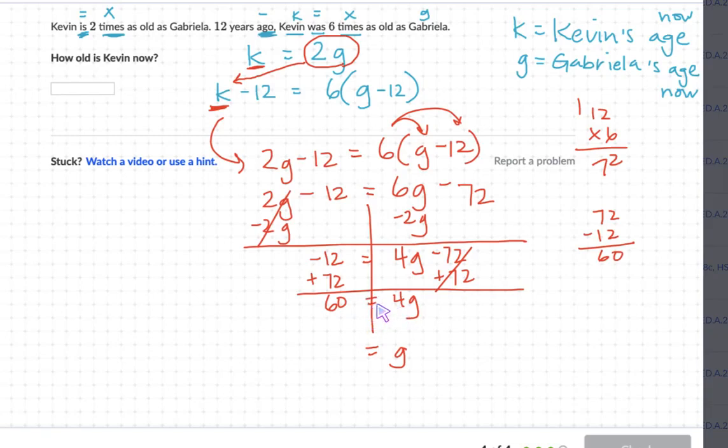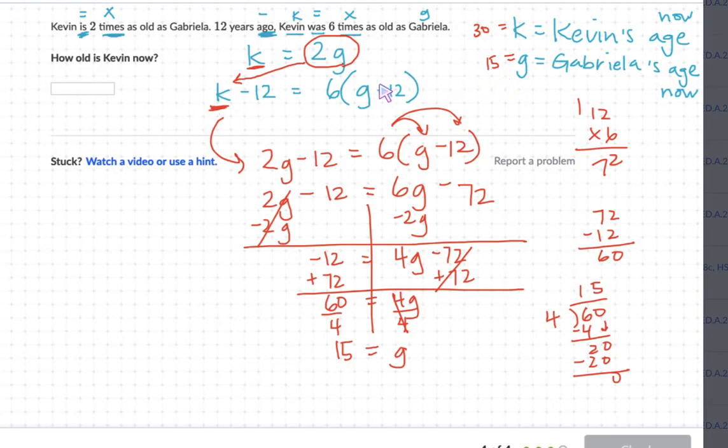And then this is 60 equals 4g, 4 times g, so the opposite is dividing by 4. 60 divided by 4 will be, bring down the 0, 5. So it's 15. So g equals 15. That's Gabriella's age. Gabriella is 15, okay? But since we have Gabriella's age, we can easily find out Kevin's age. Kevin is 2 times as old as Gabriella. So Kevin has to be 30 because he's 2 times as old. 2 times 15 is 30.